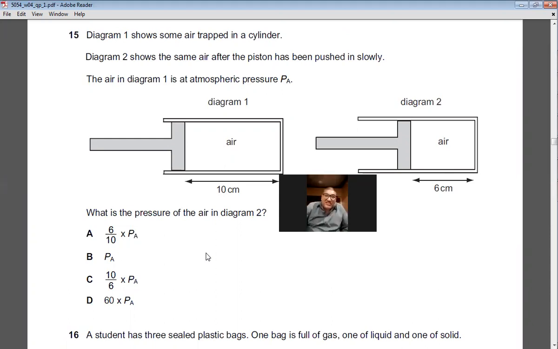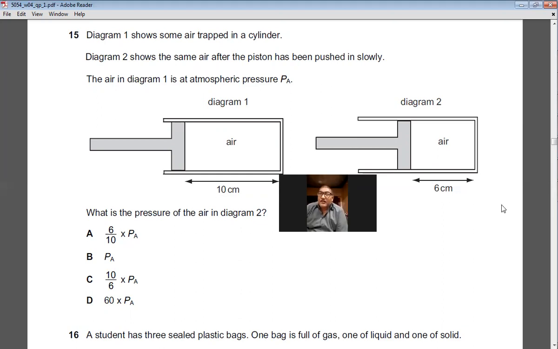So I know the pressure here, and I know the volume here. I know the length. What is the pressure here? I know the cross-sectional area in both cases is the same. The volume of the gas is equal to the cross-sectional area multiplied by the length of the air column. Because they have pushed the piston in slowly, the temperature will not change. So I can apply the formula P1 V1 equals P2 V2, and then I can find out the P2 value.